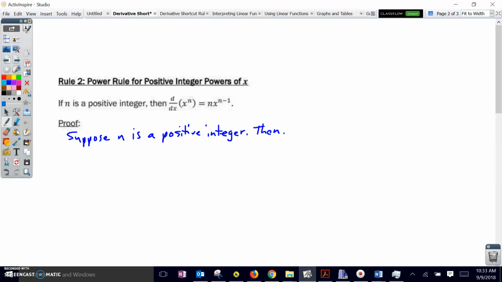Then the derivative with respect to x of x to the n using the limit of the difference quotient is the limit as h goes to 0 of the quantity x plus h to the n minus x to the n all over h. And now I'm going to expand this x plus h to the n, which is a little bit difficult to necessarily think about because we have an unknown integer exponent.